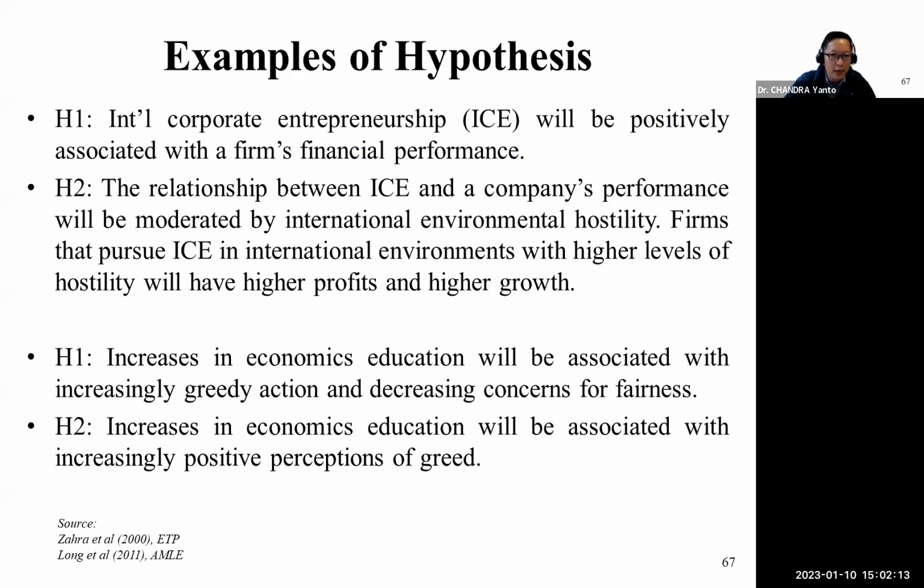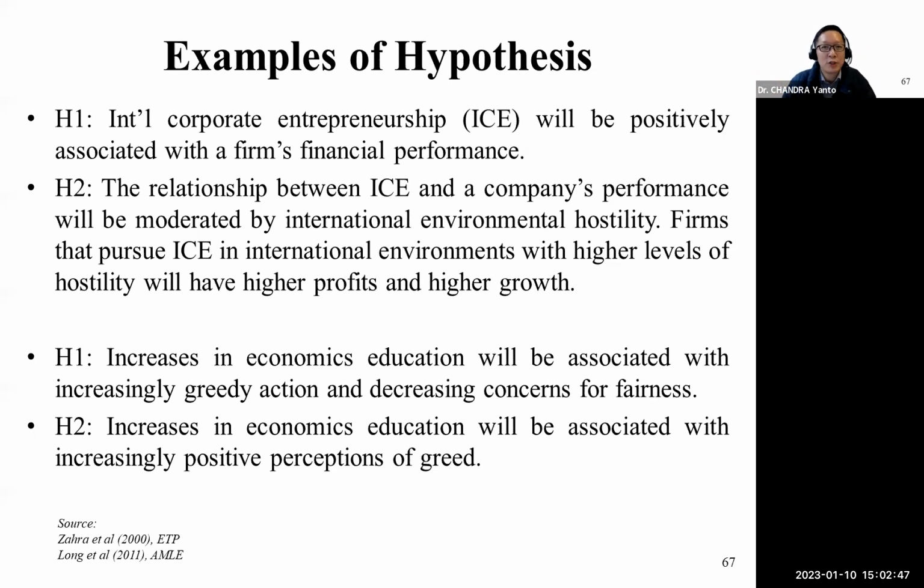So these are some examples of hypotheses from actual research that have been published. The first two are by Zara and her colleagues, an entrepreneurship paper in which they're studying the relationship between international corporate entrepreneurship, ICE, and how it's associated with financial performance. And they say the relationship is positive. Which means that they're proposing that if ICE goes up, the financial performance of the company will also go up. If this goes down, this also goes down. So this is what it means with this hypothesis, right?